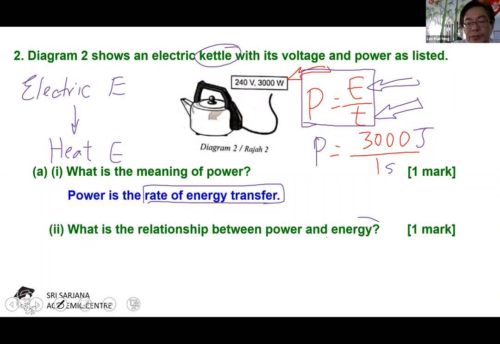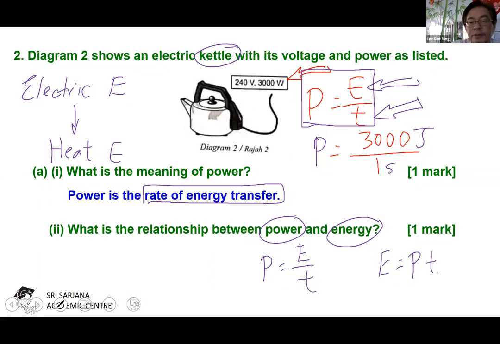Okay, so understood. This is E, this is P. They want you to find the relationship. You know that power equals energy over T, or you cross multiply, energy equals PT. So either one, you can show the first one or the second one. They are actually the same, you just cross multiply.